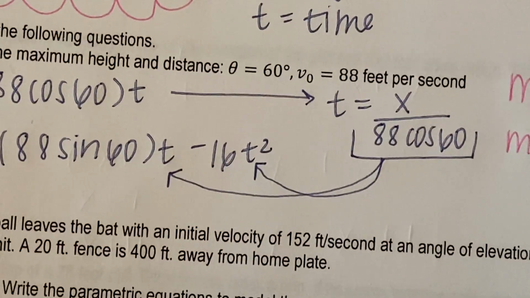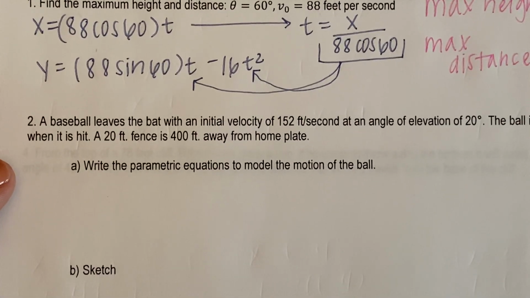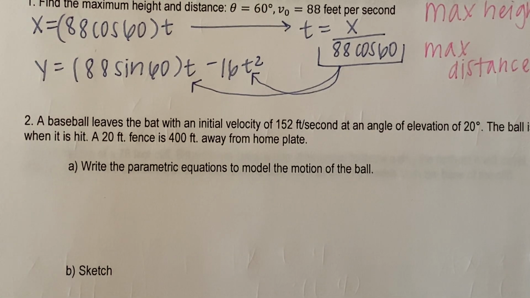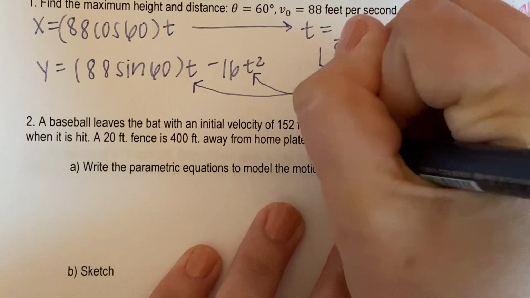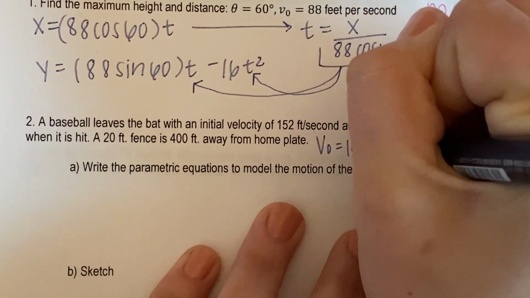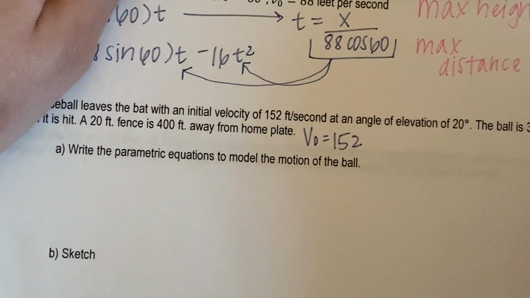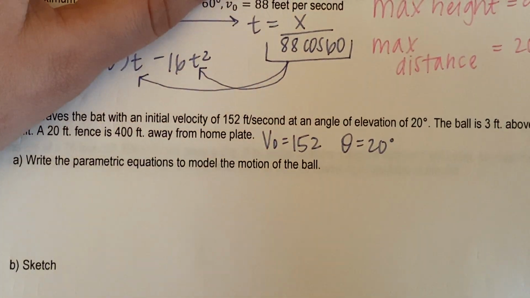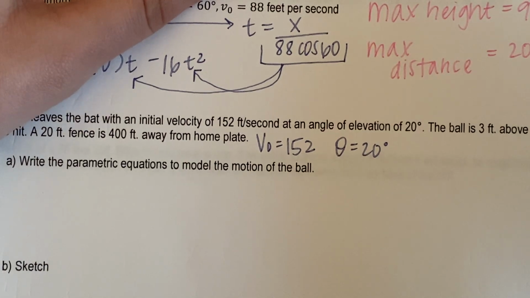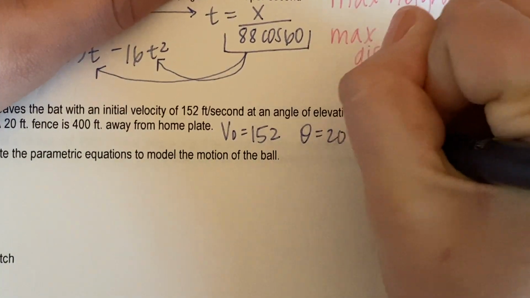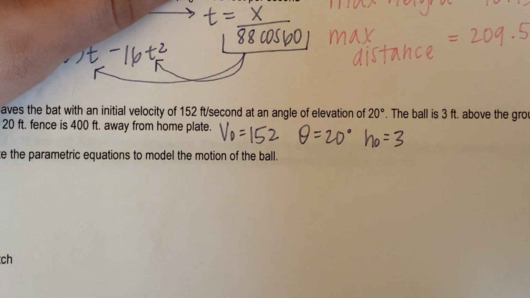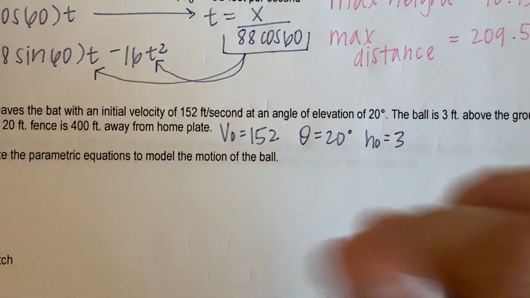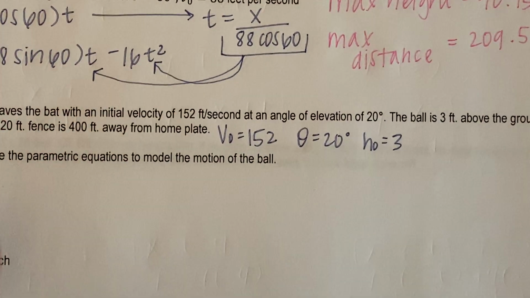So this one we have an actual story to go along with. A baseball leaves a bat with an initial velocity of 152 feet per second. Let's make a note of that. Initial velocity is 152. The angle of elevation is 20. The ball is 3 feet above the ground when it's hit, so that's our initial height. And then you have a 20-foot fence that's 400 feet away from home plate. Now I don't know anything about that yet, so I'll save her for later.